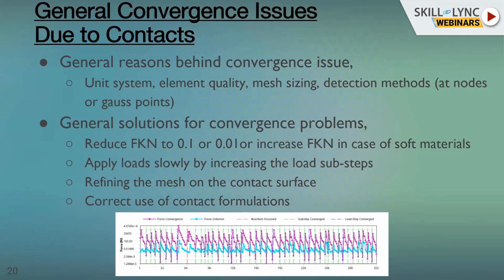So if there is a sharp corner, and in the sharp corner we have only one node, and the sharp corner is in contact with a flat plate, and I'm detecting at the Gauss points: Gauss points are generally inside the element, right? And the nodes are on the exterior surface of the element. So even if the node is in contact with the surface, the Gauss points are not in contact. So some penetration will happen, and only then will the contact detection happen. All these factors affect the convergence of the contact problem.